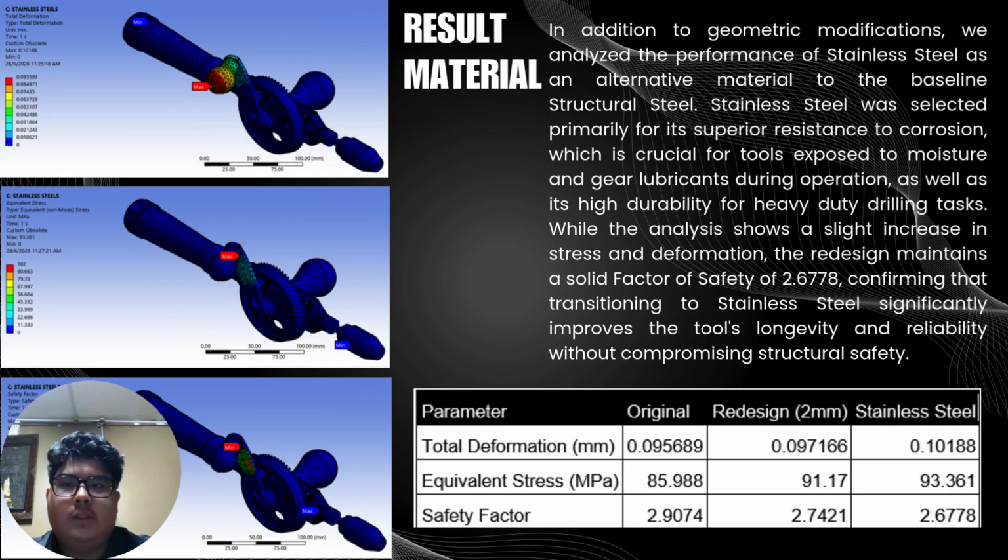Beyond the geometry, I evaluated stainless steel as an alternative to the baseline structural steel. We selected this material for its superior corrosion resistance, essential for tools exposed to gear lubricant and moisture, as well as its durability for heavy duty tasks.